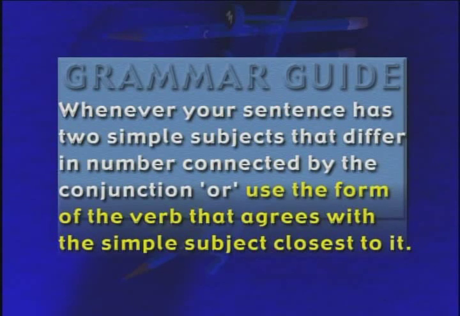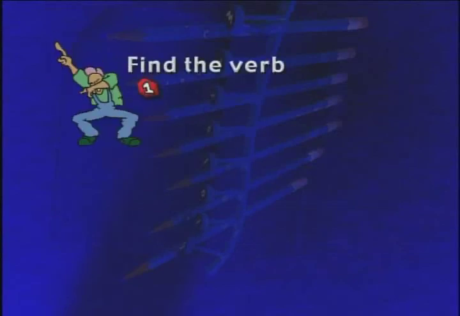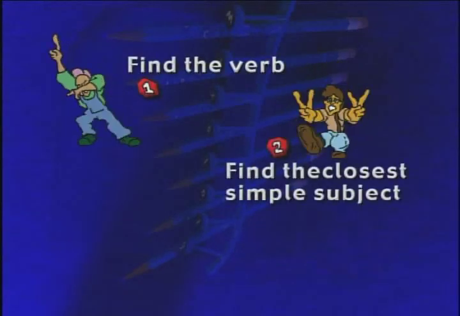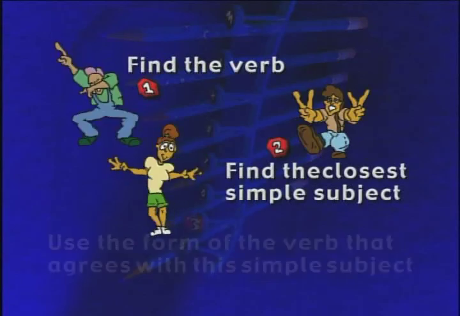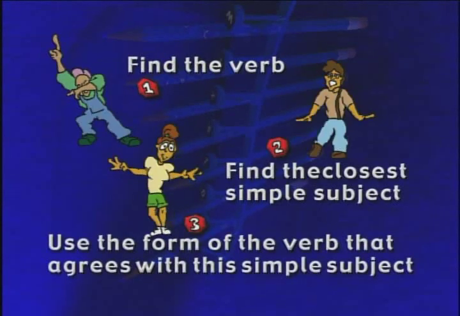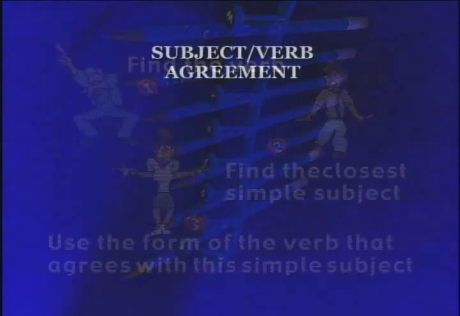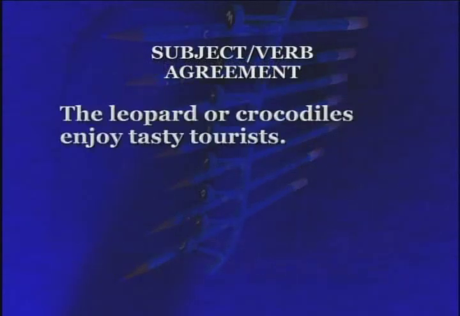We can use a three-step process to help us out. Step 1. Find the verb. Step 2. Find the closest simple subject. Step 3. Use the form of the verb that agrees with this simple subject. So our sentence could read, the leopard or the crocodiles enjoy tasty tourists.